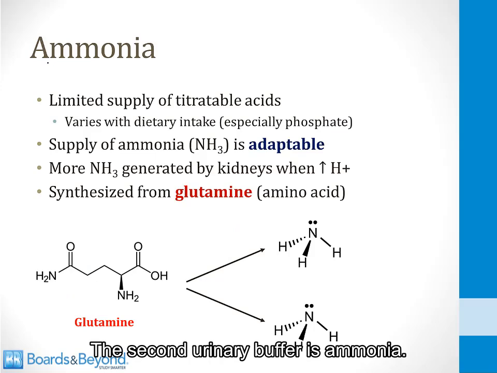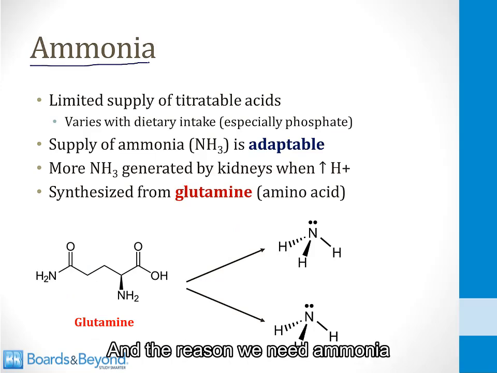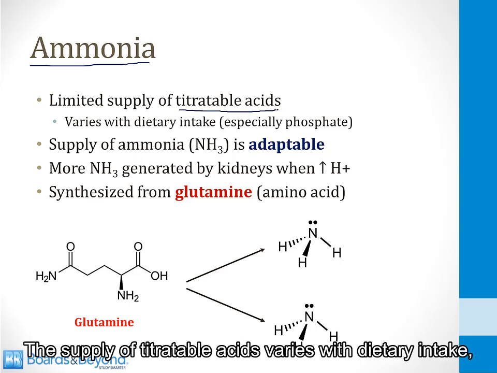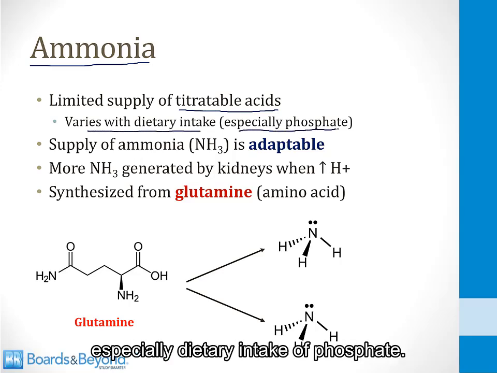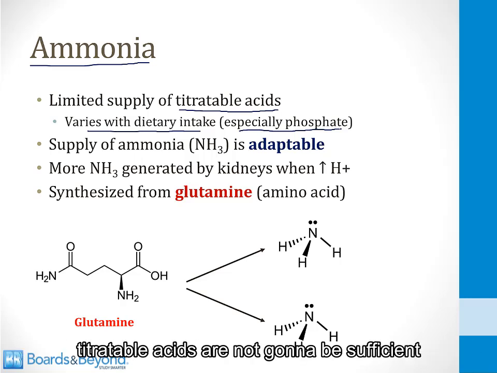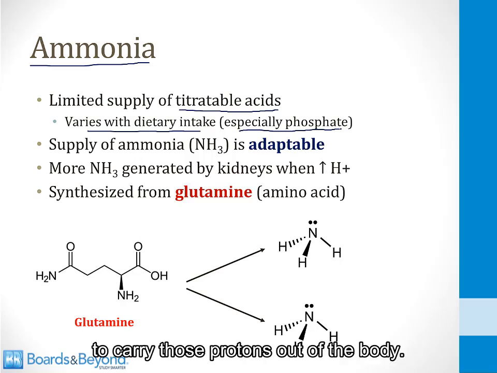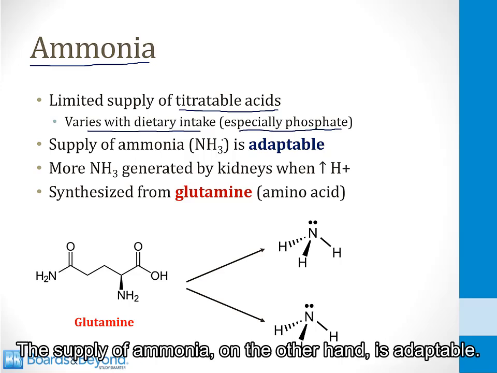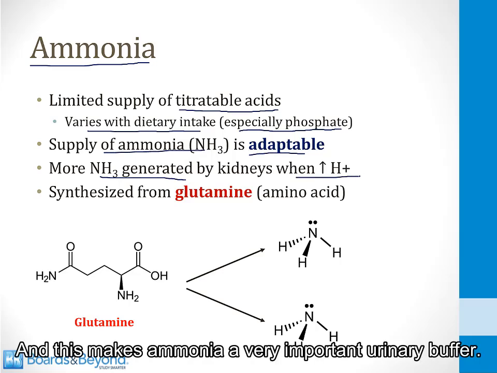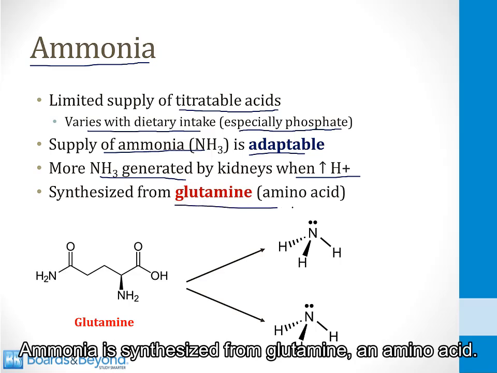urine. The second urinary buffer is ammonia, and the reason we need ammonia is because we have a limited supply of titratable acids. The supply of titratable acids varies with dietary intake, especially dietary intake of phosphate. So if the kidneys need to excrete large quantities of acid, titratable acids are not going to be sufficient to carry those protons out of the body. The supply of ammonia, on the other hand, is adaptable. The kidneys can generate more ammonia when they need to secrete more acid, and this makes ammonia a very important urinary buffer.